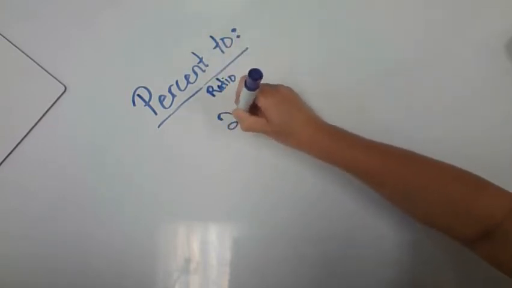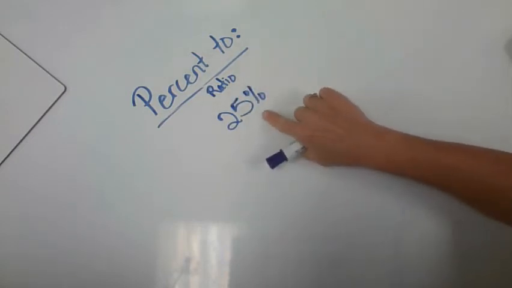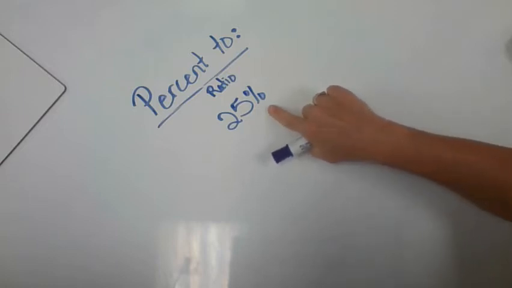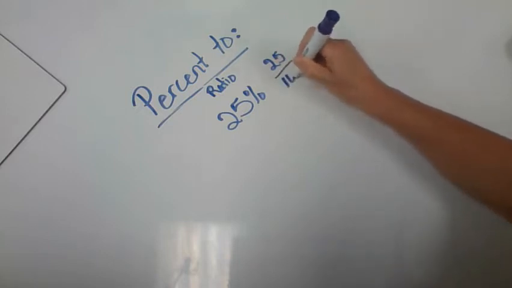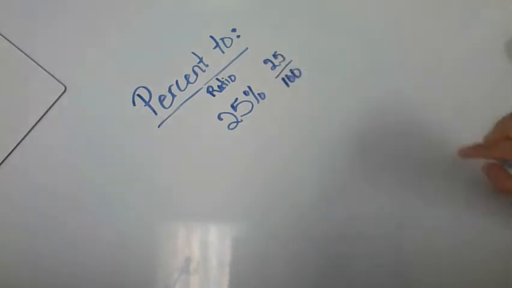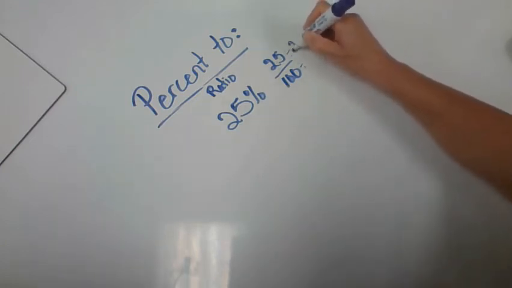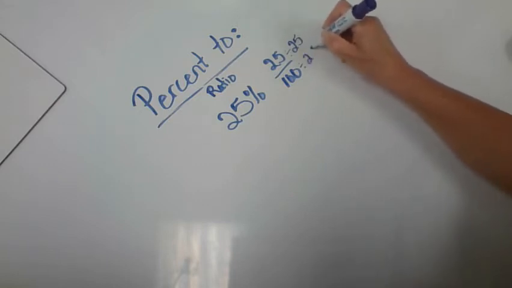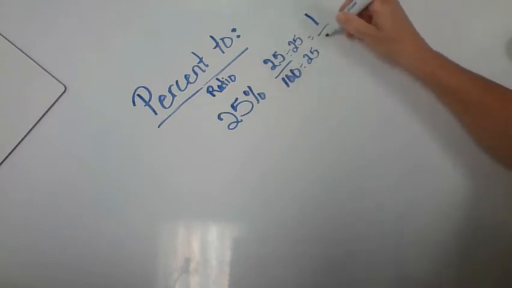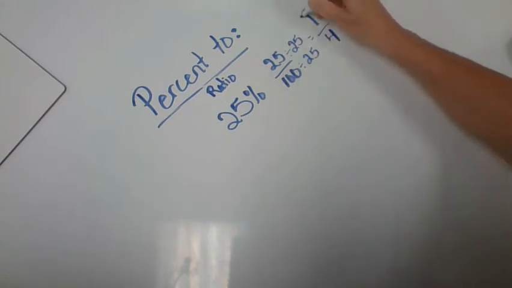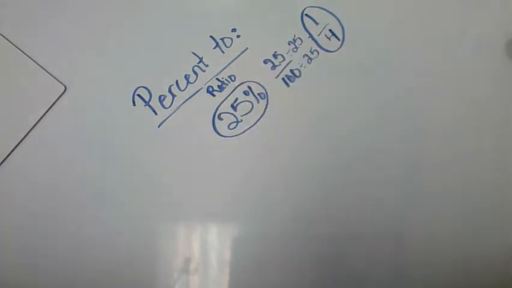So if I were to take the percent 25%, I know that this is 25 hundredths, 25 out of 100. So I'm going to write that as a fraction or as a ratio, 25 to 100. In this fraction form, we can divide it by the greatest common factor of 25. 25 divided by 25 is 1. 100 divided by 25 is 4. So the fraction 1/4 is equivalent to the percent 25%.